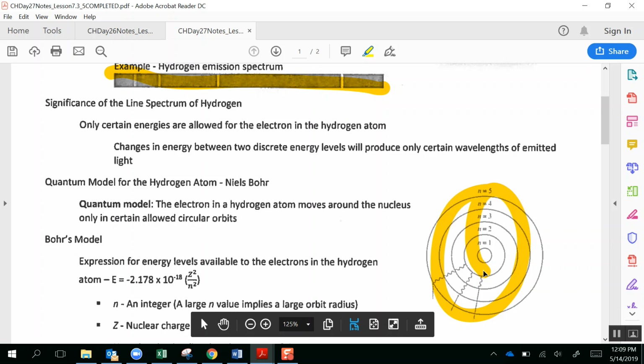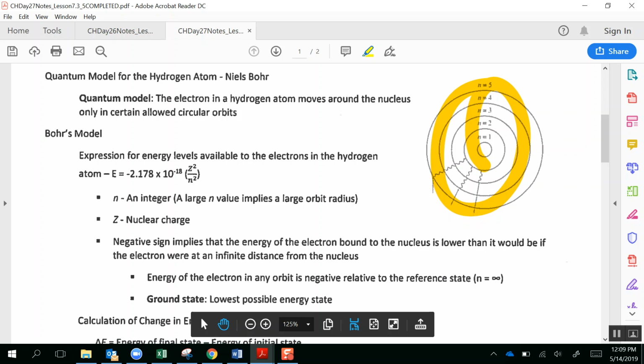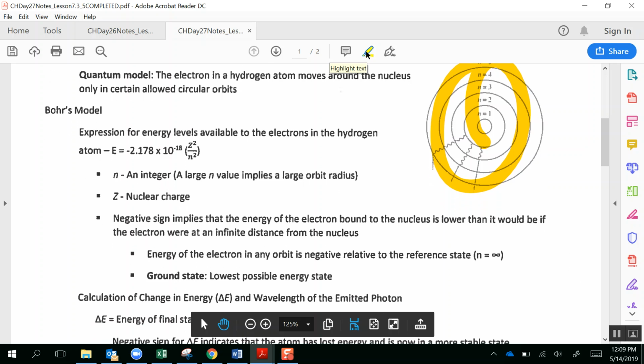The electron in the hydrogen atom moves around the nucleus only in certain allowed circular orbits. Bohr's model is probably the model that you made when you were in elementary school and perhaps junior high. With Bohr's model, he came up with an equation, which is listed there. The nuclear charge on a hydrogen atom is only going to be 1, so these are pretty simple problems in terms of 1 squared. The top is always 1. When we're dealing with the hydrogen atom, as we move into bigger atoms, it's something different.